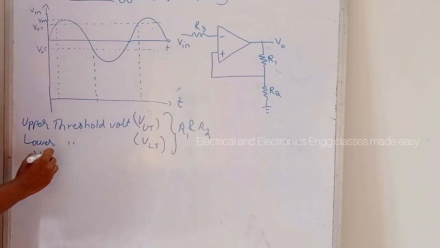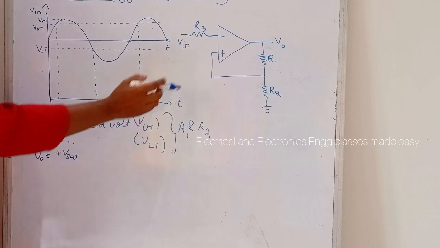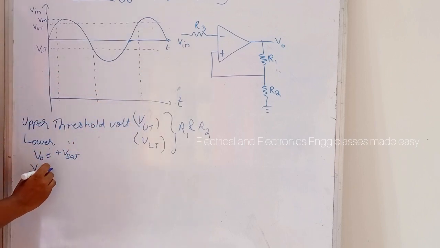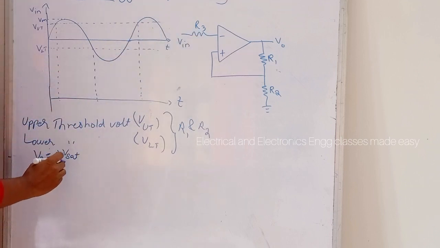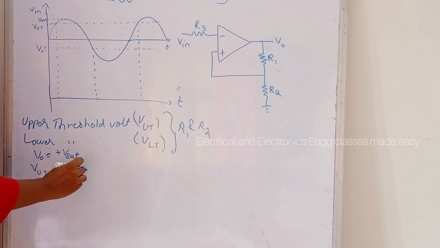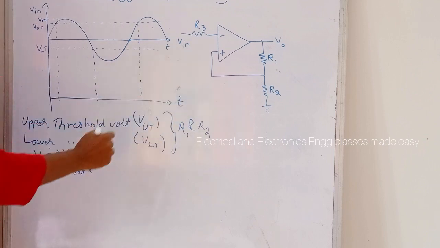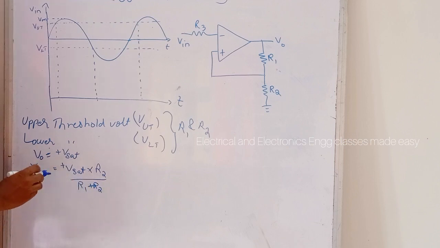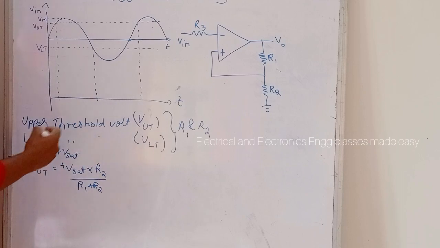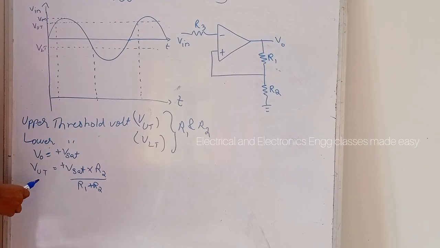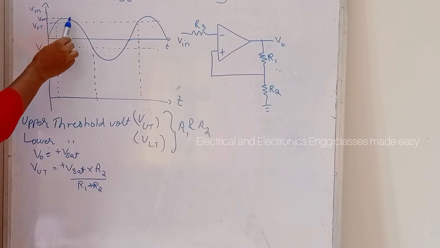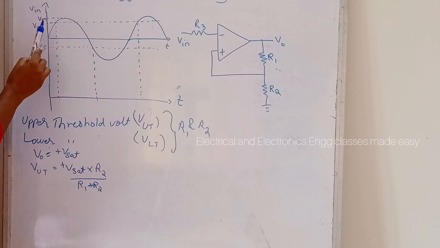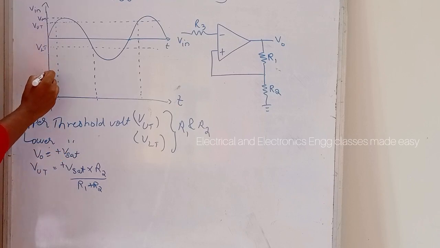Suppose the output voltage is equal to plus Vsat. So the output voltage is plus Vsat. Then the voltage at the input terminal will be VUT, that is the upper threshold voltage, equal to output voltage, that is plus Vsat, into the resistance through that branch, that is R2 divided by total resistance R1 plus R2. So this is upper threshold voltage and which is applied to the positive input terminal. As long as Vin, so this is the input voltage, is less than upper threshold voltage. So here this is positive Vsat.